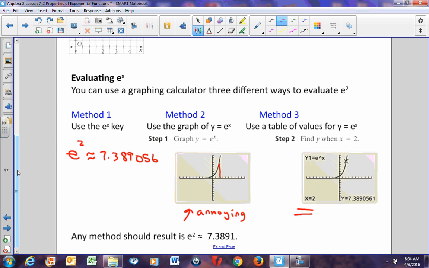So the easiest way is just to use the e to the x key on your calculator. But there are 3 methods, and now I've shown them to you. This is the best method. This is the second best method. This is a nice visual, but it doesn't really help you find it, because trying to trace it until you get to where x equals 2 is a bit annoying.